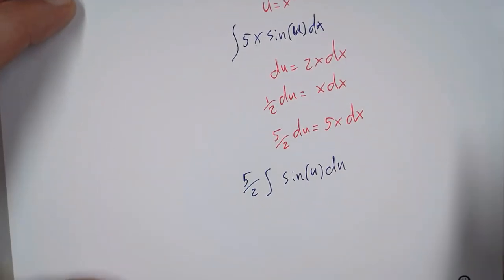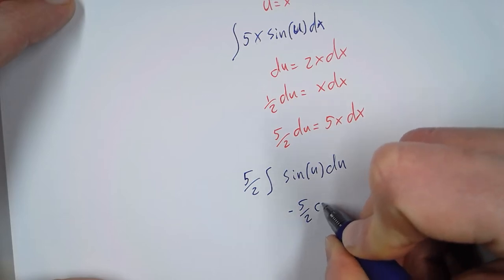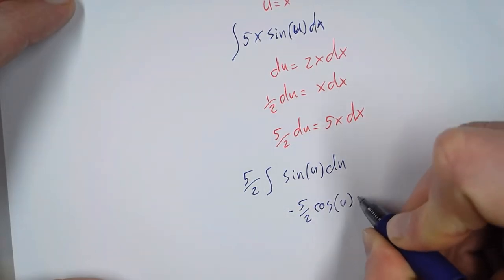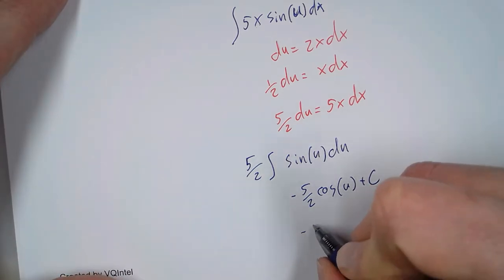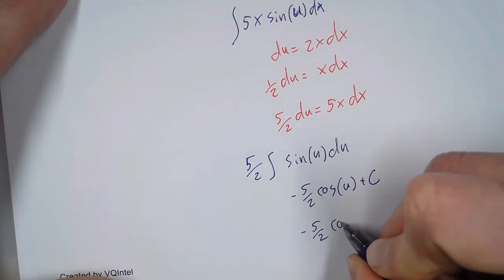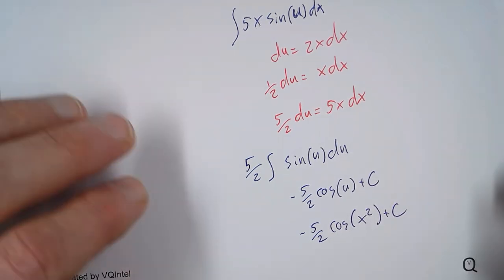So the antiderivative of sine is negative cosine. So negative 5/2 cosine of u plus c. And then we'll put the u back. Negative 5/2 cosine of x squared plus c.